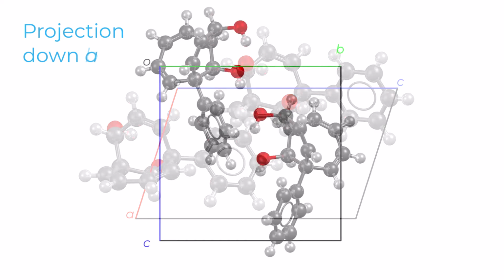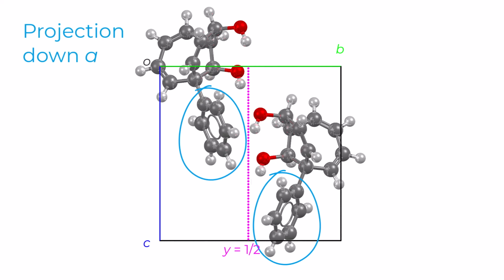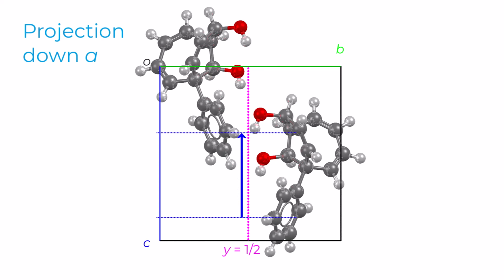Let's look through those. In the projection down the a direction, we can see that the molecules are reflected, for example look at the phenol groups, in a plane which contains c and is perpendicular to b. It cuts the y-axis at a half. You can also see there is a translation by a half c. At this point, it's possible that this is a c glide.